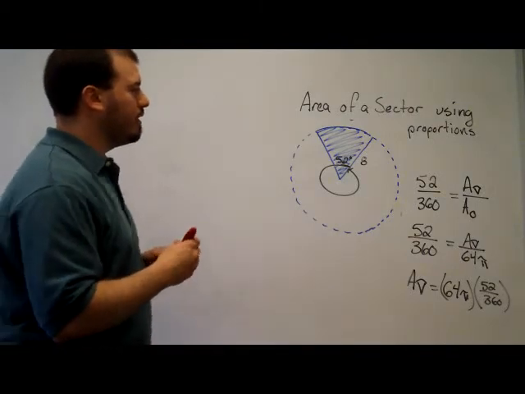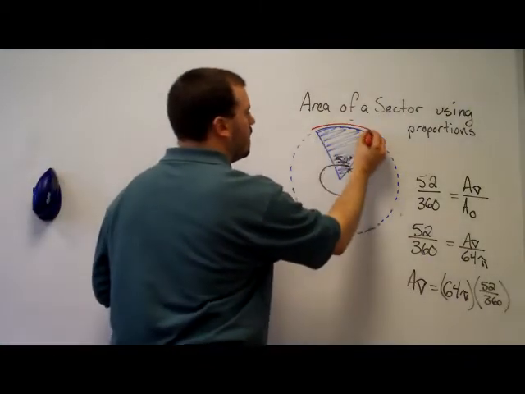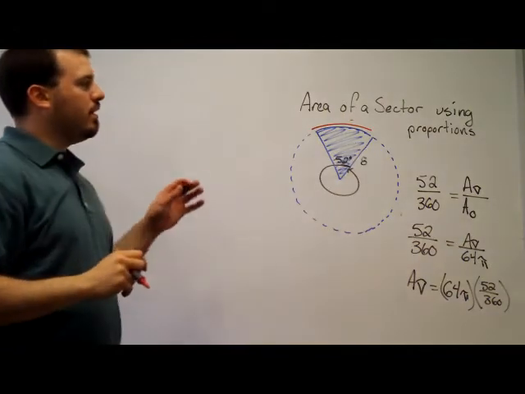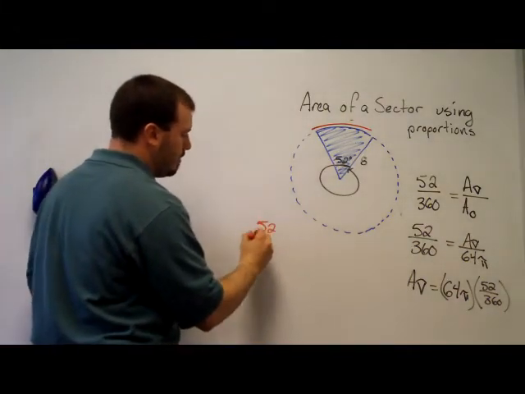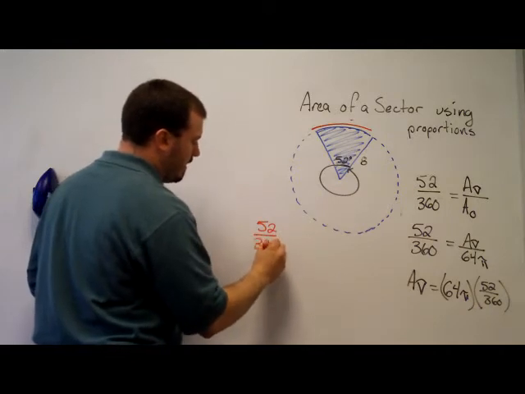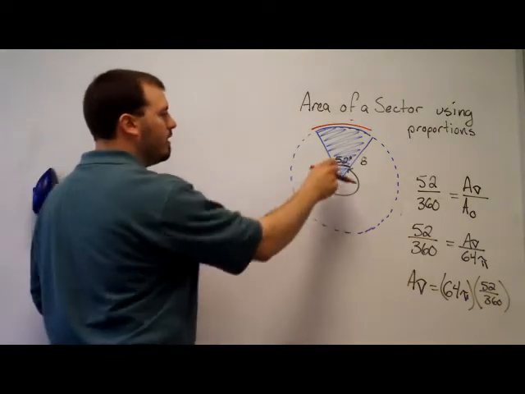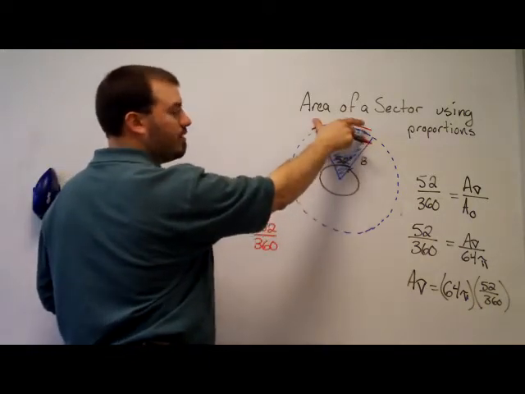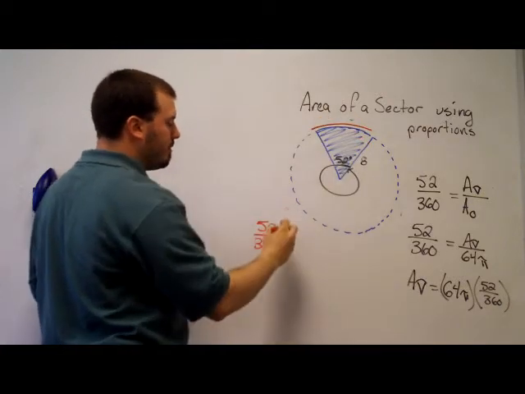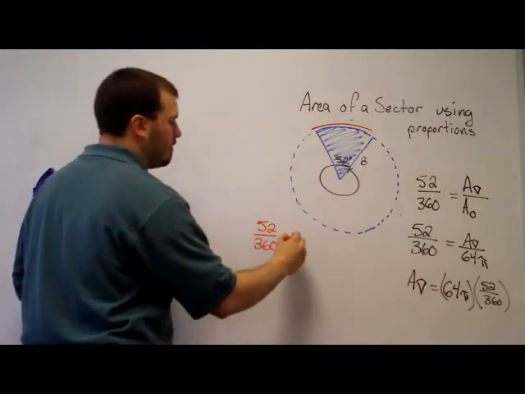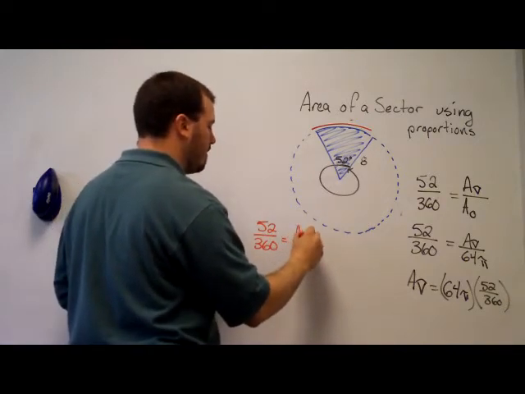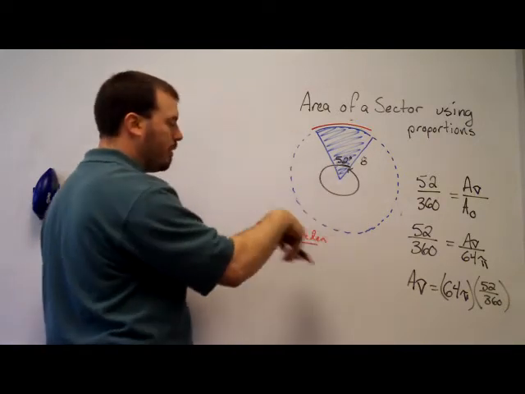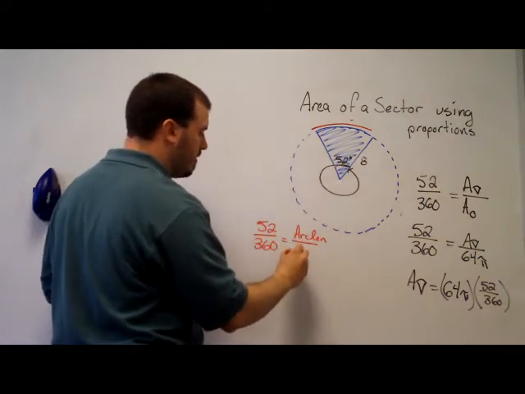The nice thing is it works exactly the same way if you wanted to do the arc length. The same idea, 52 over 360, that's our proportion, part over whole. The part of the circle we're talking about is 52 degrees out of the entire 360, is equal to part over whole. We're trying to find an arc length, and the whole that we're comparing that to is the circumference.